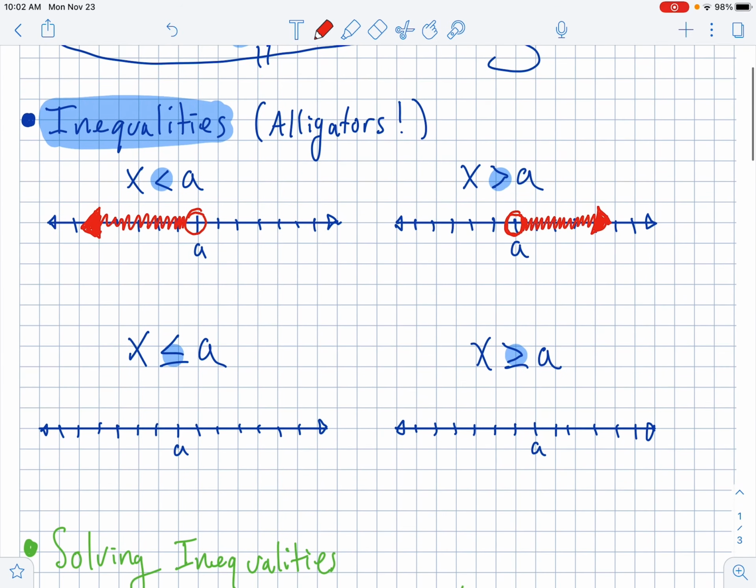The or equal to's are very similar, except you have to fill in the circle because X is less than or equal to A can be part of the solution. A is less than or equal to A. So here it would be a completely filled in dot and then moving all the way to the left. So all of these are intervals. They're a range of numbers, every single decimal, every single fraction, all the way up to infinity or negative infinity.